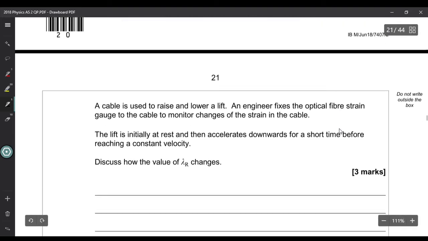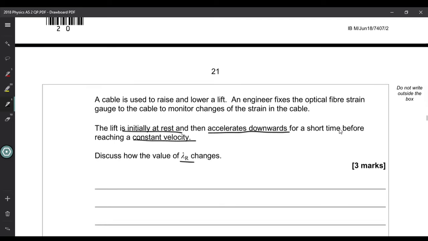It says a cable is used to raise and lower a lift. An engineer fixes the optical fibre strain gauge to the cable to monitor changes of the strain in the cable. The lift is initially at rest and then accelerates downwards for a short time before reaching a constant velocity. Discuss how the value of lambda r changes.